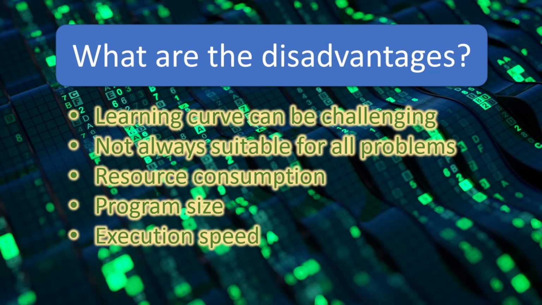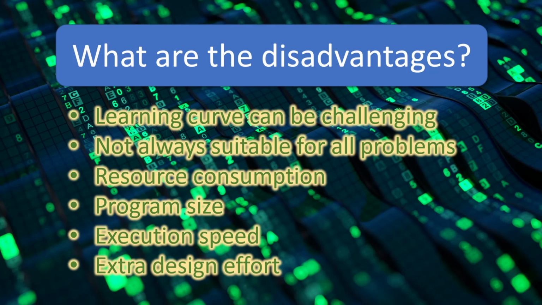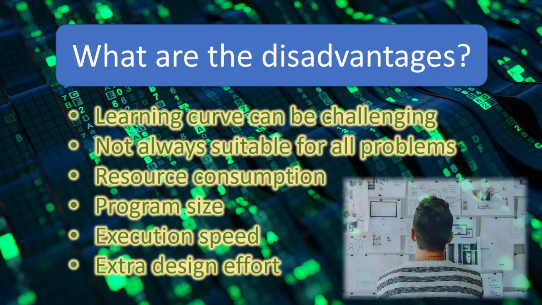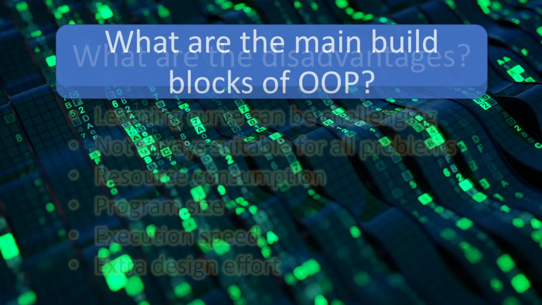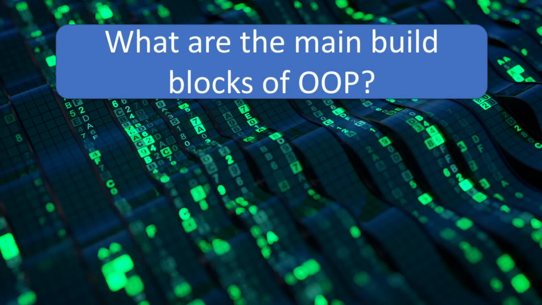Execution speed. In some situations, programs can take longer to run. Extra design effort. More time is required to design an object-oriented program. While spending more time on design is not always a bad thing, it needs to be factored in to your project. So what are the main building blocks of object-oriented programming?